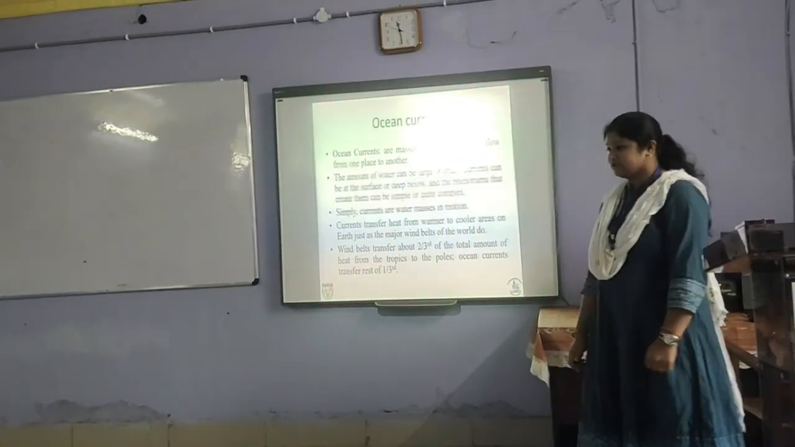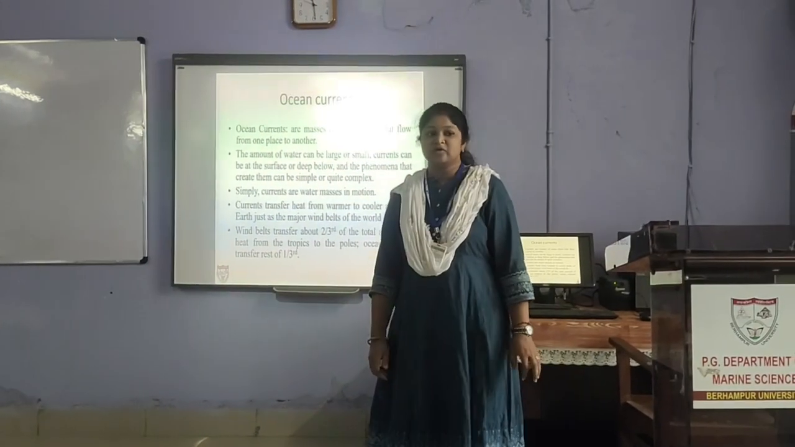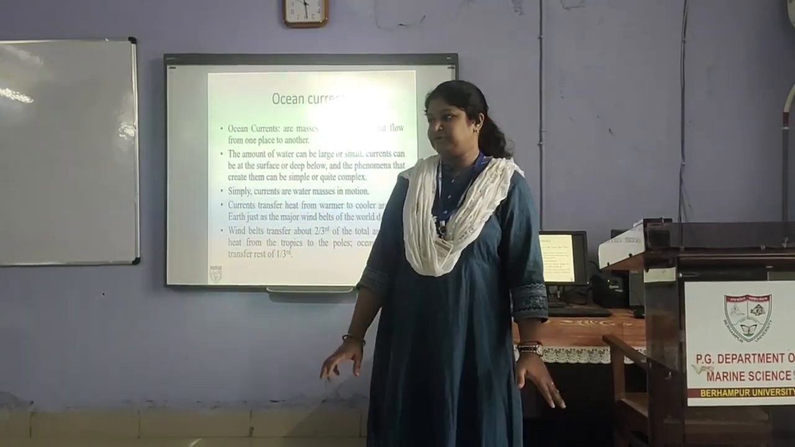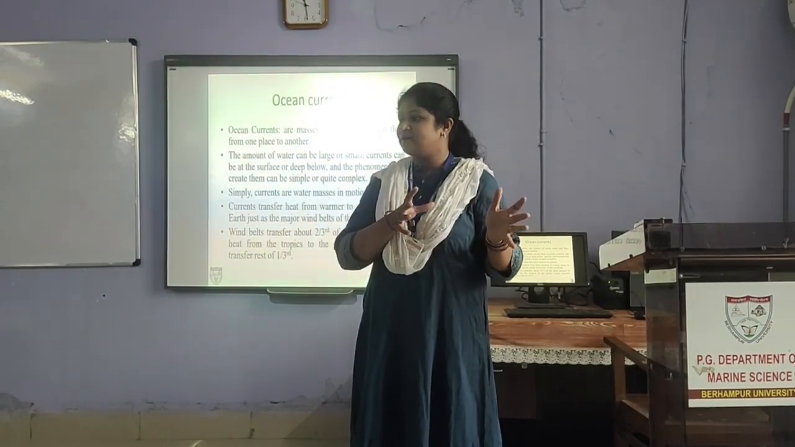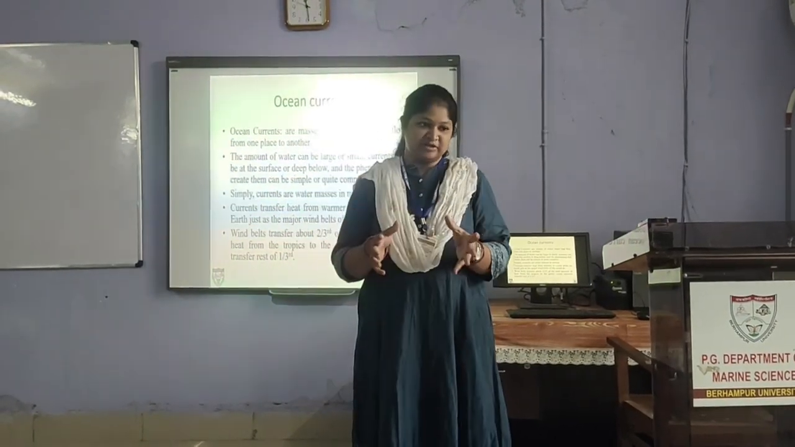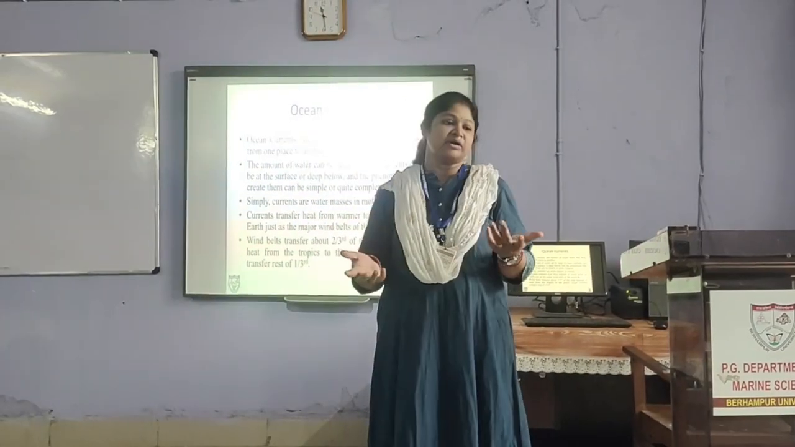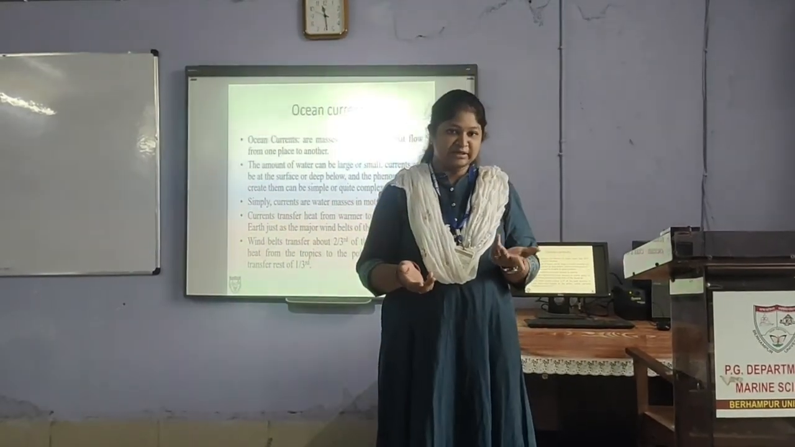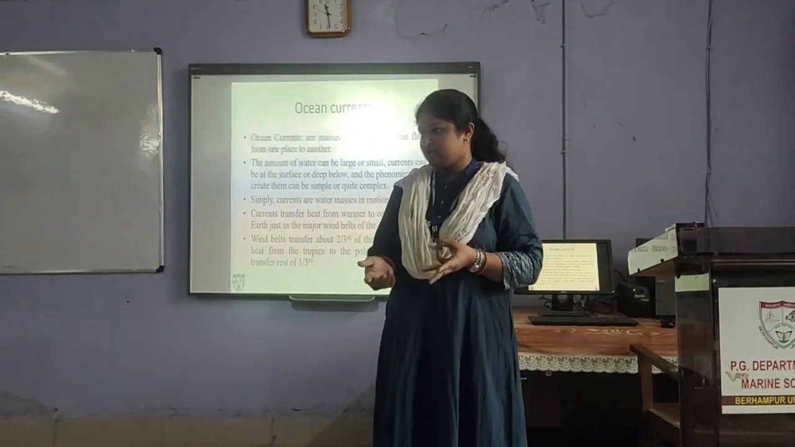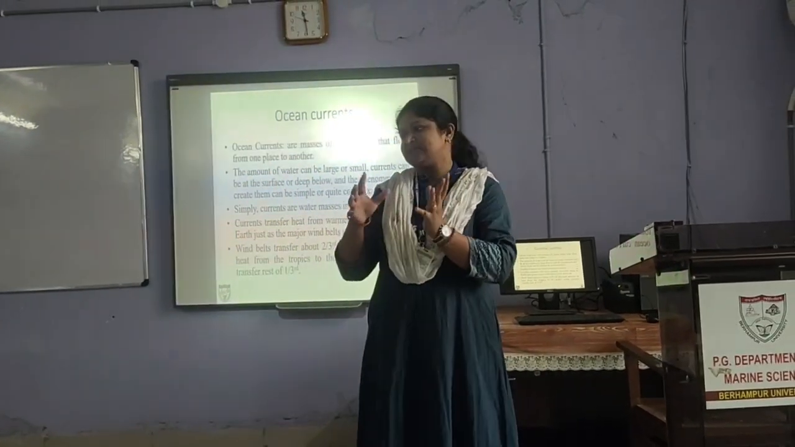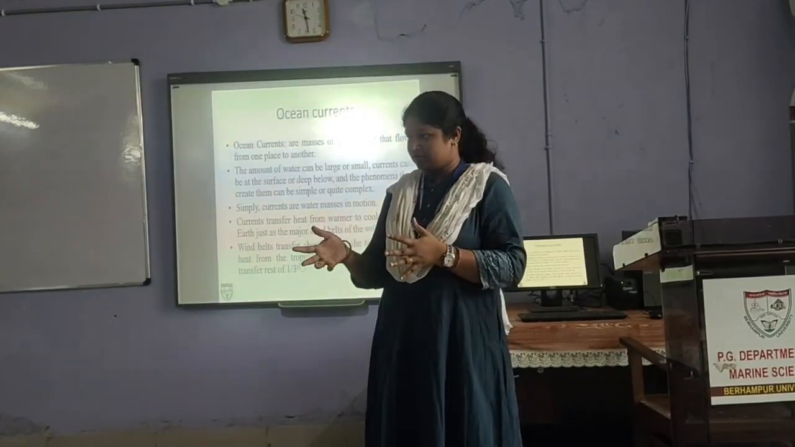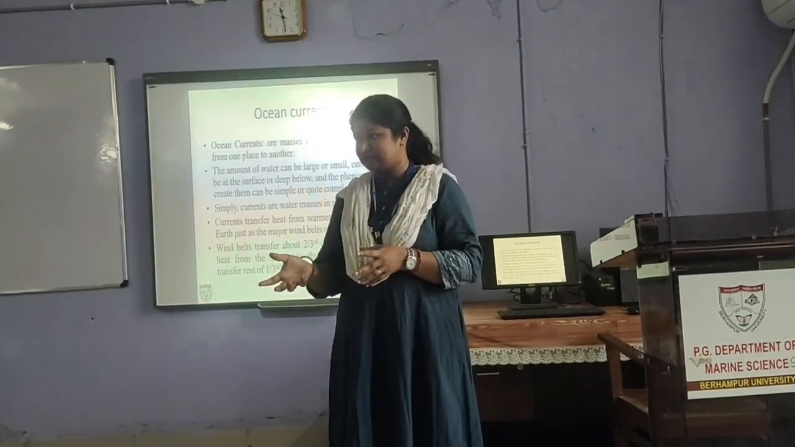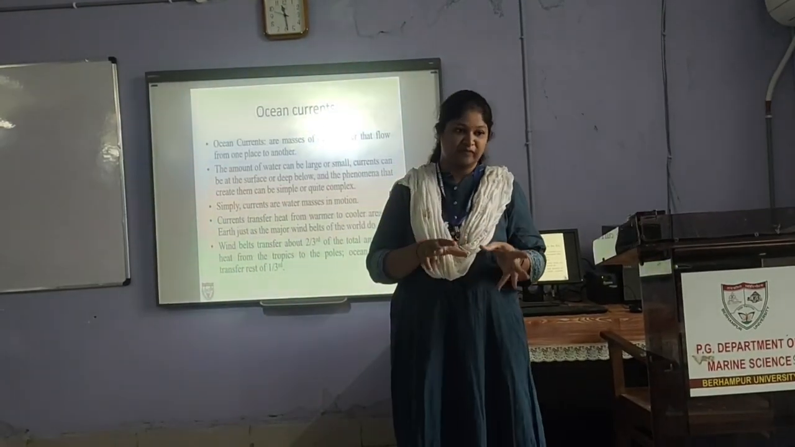Masses of ocean water that flow from one place to another. What do you mean by masses of water? It means they have some particular characteristics. Like in ocean water, what are the characteristics? Salinity, temperature and density. The mass of water which has similar salinity or temperature or density, that we call a mass of water.